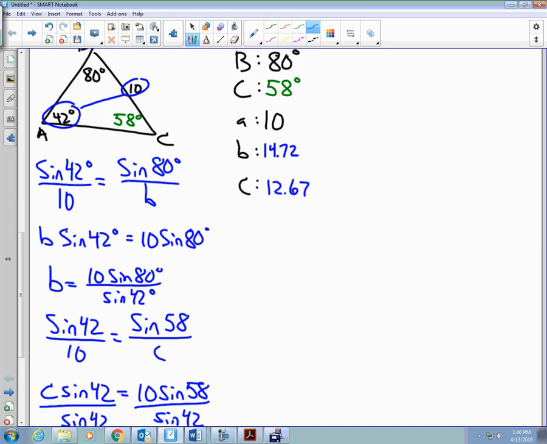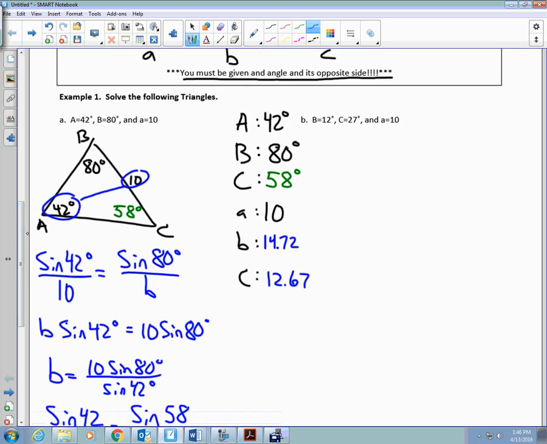And now the last thing I'm going to do is check my answers. As you look at this, what's the biggest angle? 80. Does it have the biggest side? Yes. What's the smallest angle? 42. Does it have the smallest side? So that's part of what you want to check. As long as you do, you'll probably be good to go. Not too bad, huh? Let's try a couple examples on your worksheet.